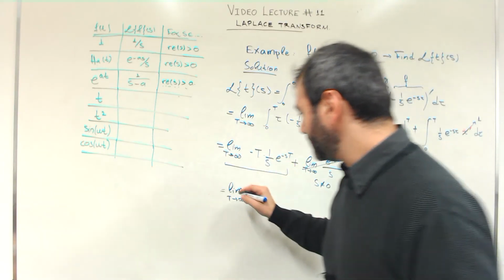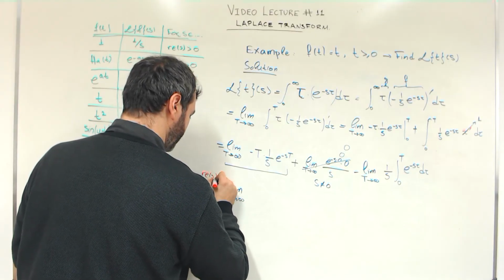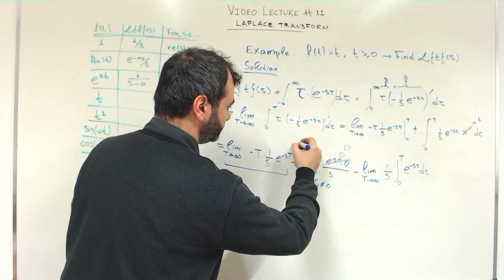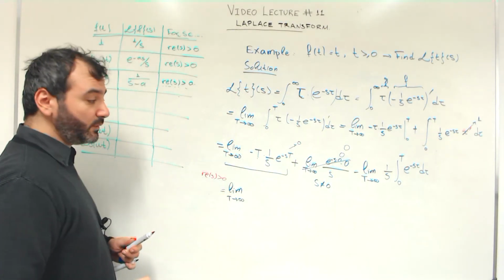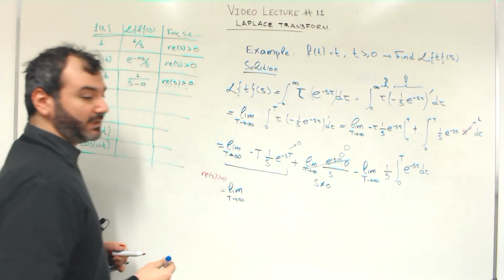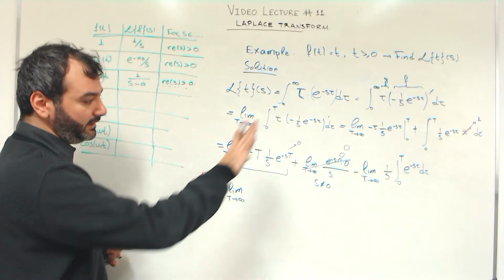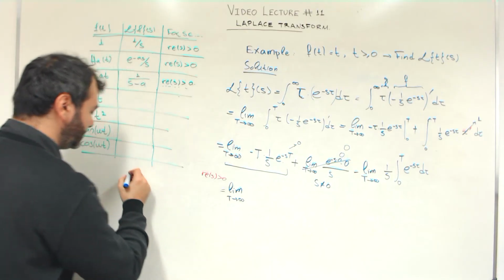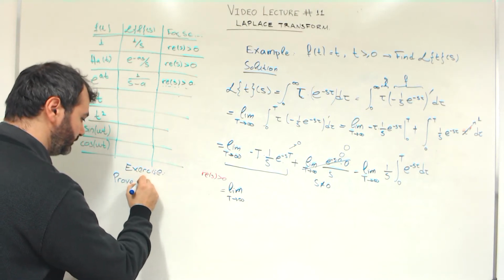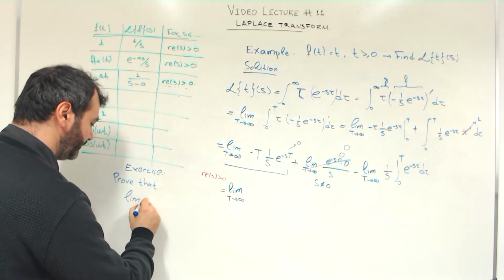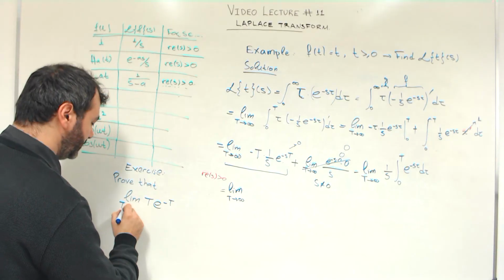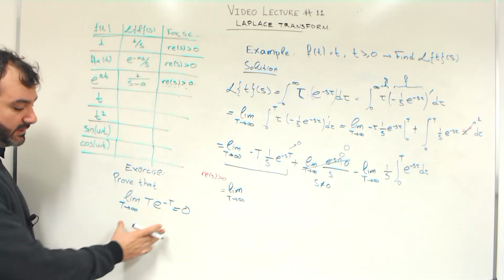And now assume here that the real part of s is positive. Then what happens? Then this goes to 0. And then we have T times an exponential. We know that when the exponential goes to 0, then T times the exponential also goes to 0, because the exponential goes to 0 much faster than T goes to infinity. But you can prove that as an exercise. Let's write it here, exercise. Prove that the limit of T uppercase times exponential of minus sT, as T goes to infinity, goes to 0. This is the property we're applying here.